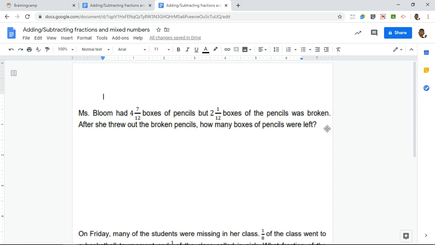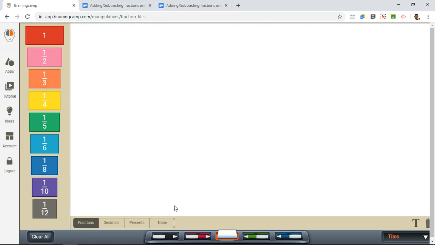All right, well, hopefully you were able to pause this video and try to work this problem out. Again, Miss Bloom had 4 7/12 boxes of pencils, so that's what she had, but 2 1/12 boxes of the pencils were broken. After she threw out the broken pencils, so she got rid of them, how many boxes of pencils were now left? That, of course, means you must subtract. So if we have 4 and 7/12, write it here, 4 and 7/12 minus 2, let's go back and make sure, 2 and 1/12.